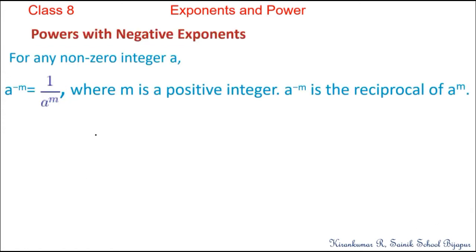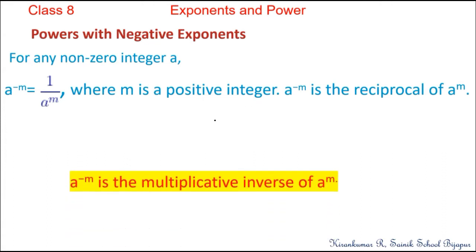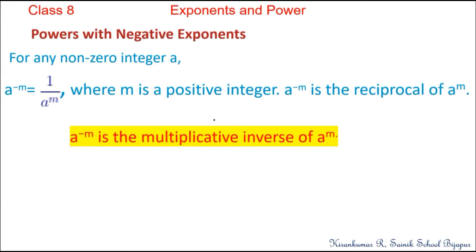Let us try to understand what negative exponents are. For any non-zero integer a, a raised to the power minus m is 1 by a to the power m, where m is a positive integer. A raised to the power minus m is the reciprocal of a to the power m. We can say that a raised to the power minus m is the multiplicative inverse of a to the power m. It means that when I multiply a to the power m with a to the power minus m, we get 1.